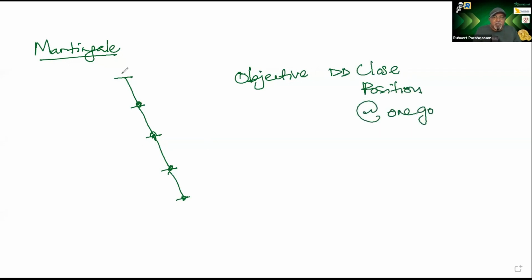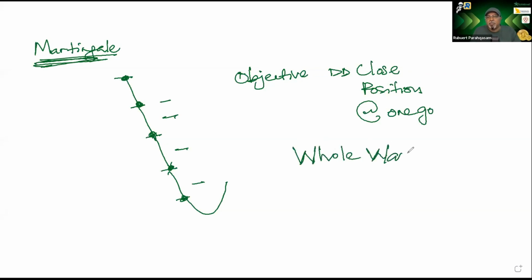Every time you're buying, you get an average price. You buy here, that's the average price. Then you buy again, you get a new average price. You buy again, you get a new average price. So the objective of Martingale is to sell everything you bought at one go. That is Martingale. In ROYALQ, pure Martingale is what we mean by whole warehouse. There's a setting called whole warehouse, which basically means pure Martingale.